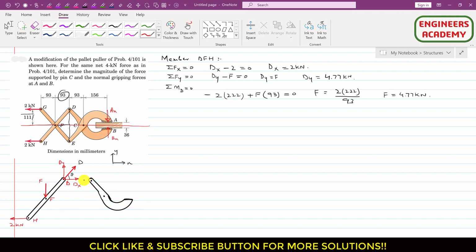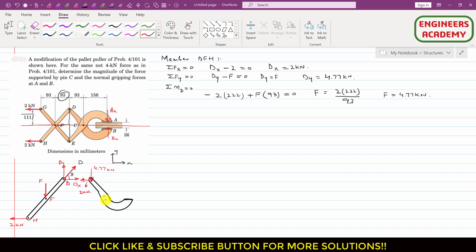So this dx will be acting in the opposite direction here. This will be the reaction force. Similarly, that dy will be acting in the downward direction here, right? So we can write that this dy is now 4.77 kilonewton, and here this dx force is 2 kilonewton, right?